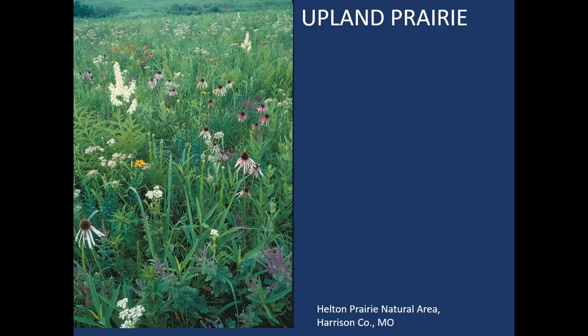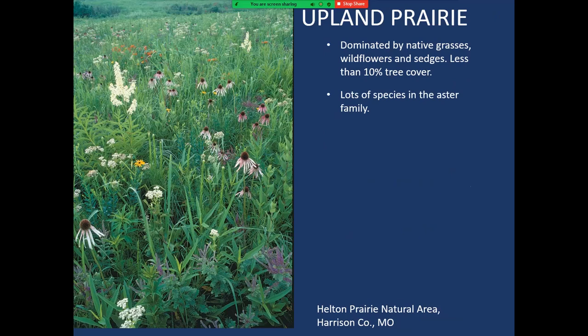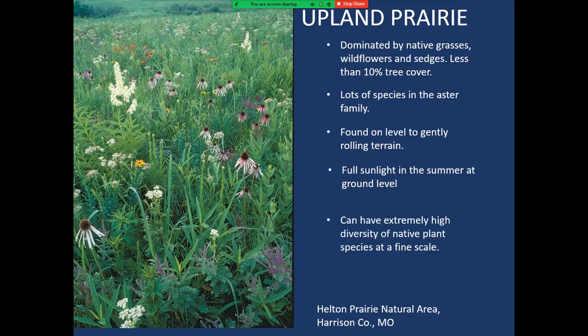Opposite on the light gradient for forests are prairies. These are dominated by native grasses, wildflowers, and sedges, and have less than 10% tree cover. They have lots of species in the aster family. They're found on level, gently rolling terrain typically. They have full sunlight in the summer at ground level. They can have extremely high diversity of native plant species at a fine scale.